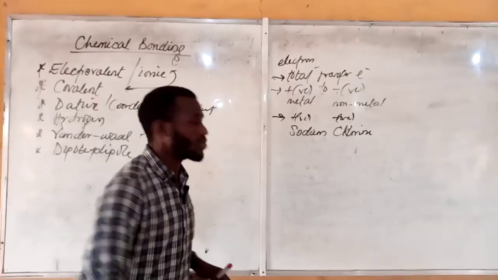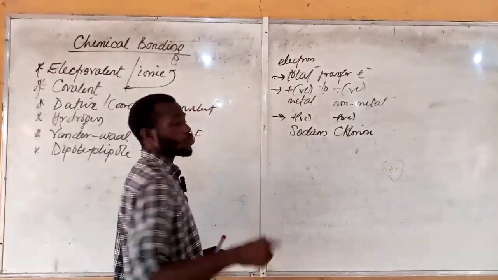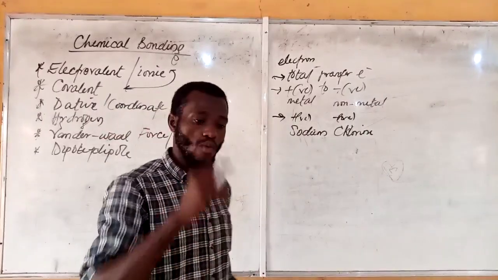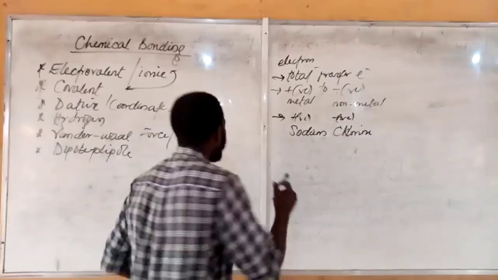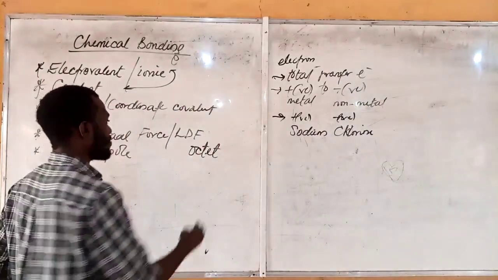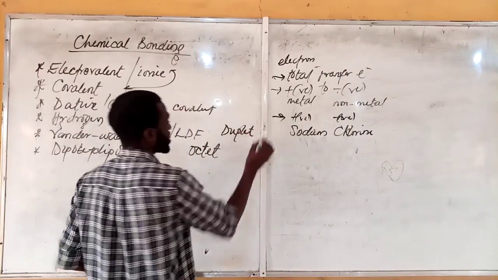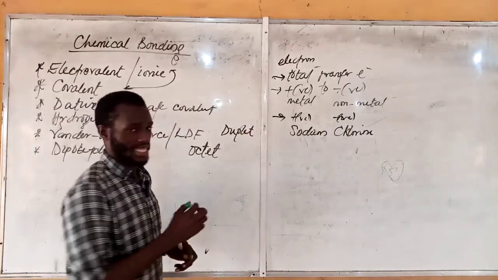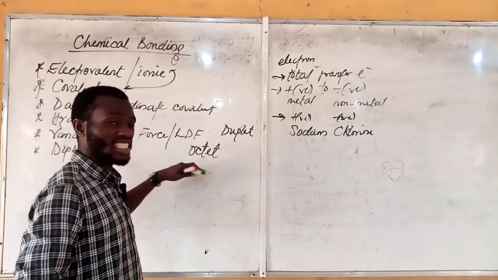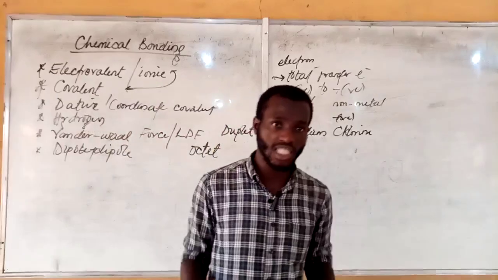Now, how do they do this? This guy transfers, this guy has one more electron in excess, while this guy needs one more electron to have what is called a stable octet. Now, an atom can either have a stable duplet or duet, or a stable octet. Now, for this case, these guys want to attain a stable octet. A stable octet means having 8 electrons in their shell.